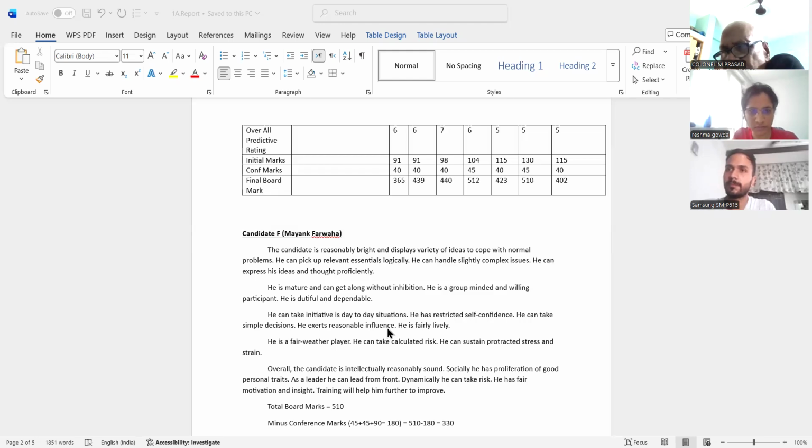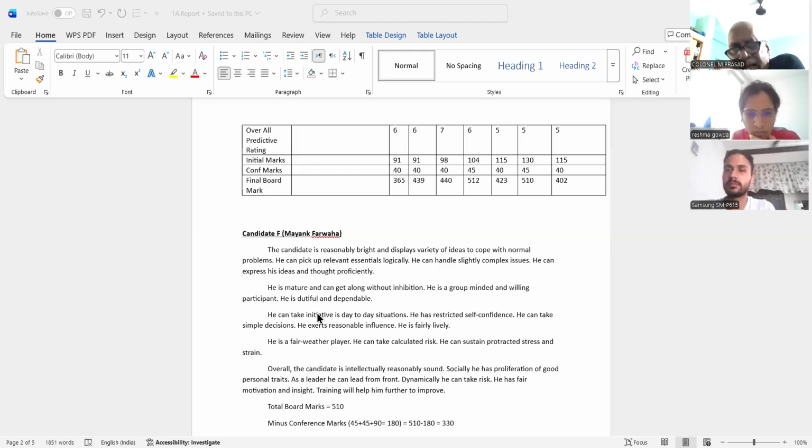So that is ability to influence the group. Aage chalo. He is fairly lively. Liveliness. Read the next one. He is a fair weather player. Determination is slightly low. Aage chalo. He can take calculated risks. Courage. He can sustain protracted stress and strain, both mental and physical stamina.